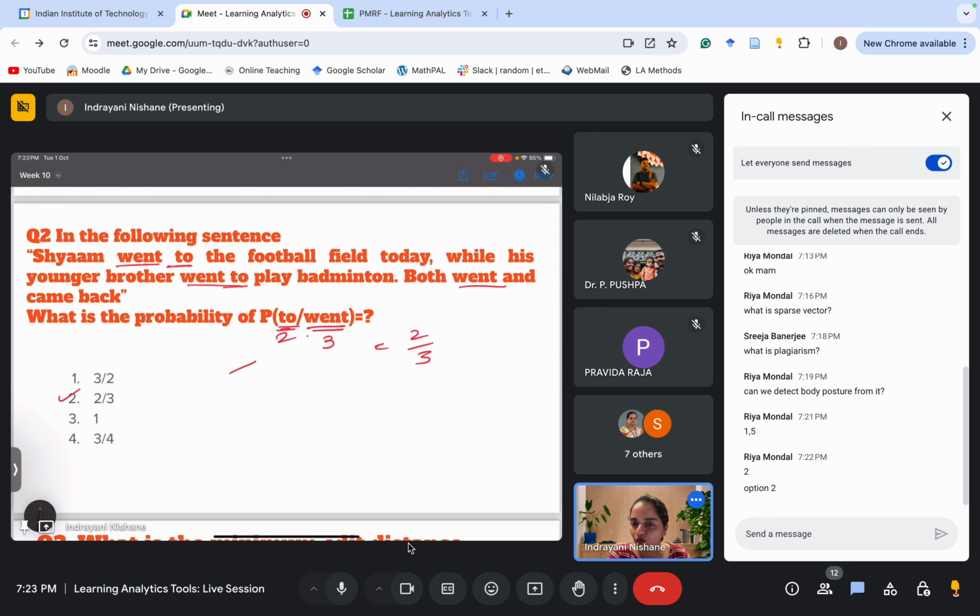Right? No confusion, nothing. We just have to translate it into frequency. What is the frequency of 'went'? What is the frequency of 'went' and 'to' together?